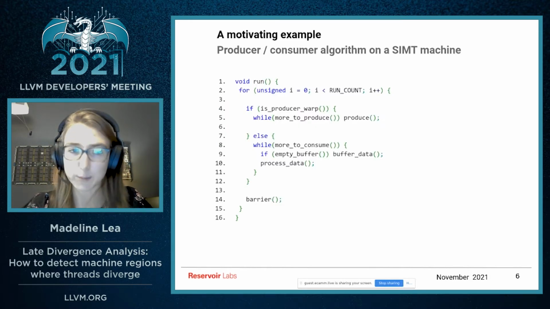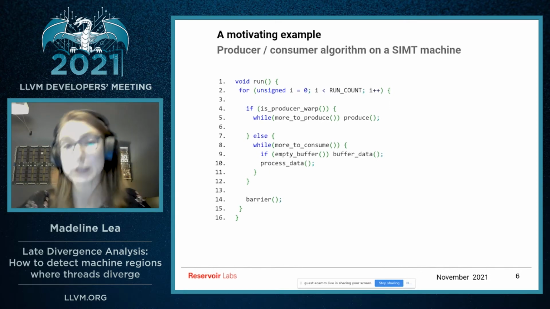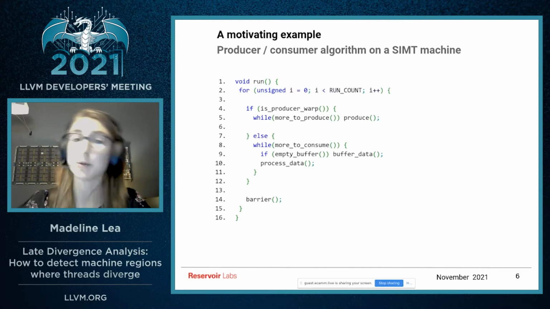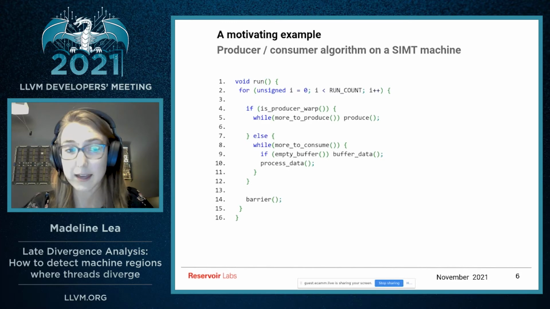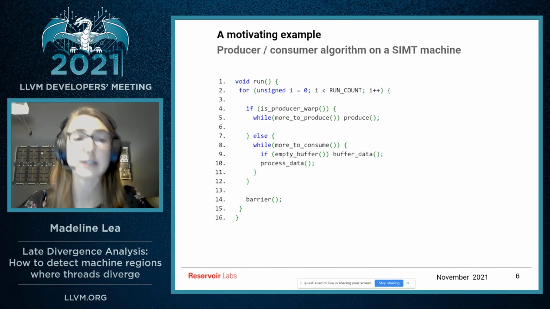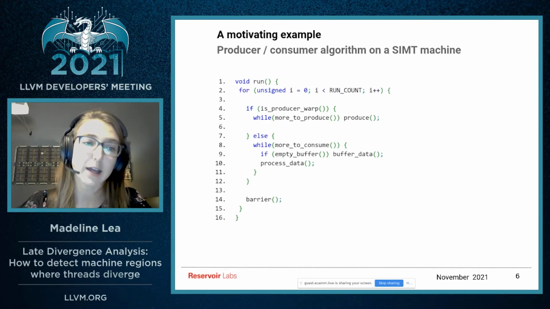Let's think about a sample program that might run on this type of machine. We can think about a simple producer-consumer algorithm. In each run iteration, warps are partitioned into producers and consumers. So that's a warp-level divergence. And then internal to those routines, there can be some additional control flow that's either divergent at the warp or thread level.